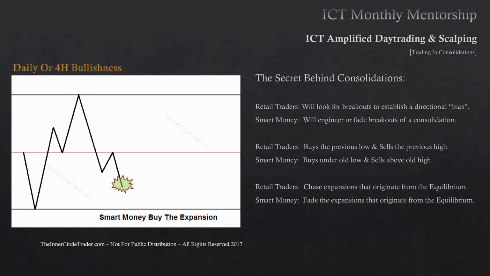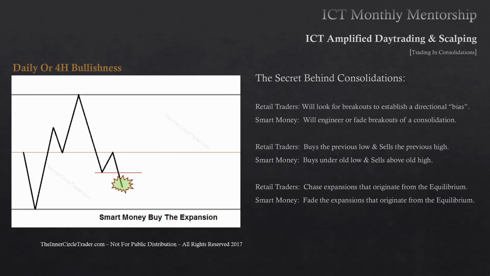Smart money, on the other hand, when they see that short-term low and the daily or 4-hour is bullish, what they see is a run on sell stops. That short-term low is going to be building up a liquidity pool for sell stops that would create immediate injections of selling liquidity. Why would they want to seek selling liquidity? Because they need to buy the market long. Their counterparty is going to be this run on that short-term low or expansion away from equilibrium.